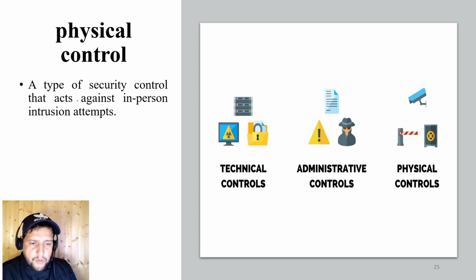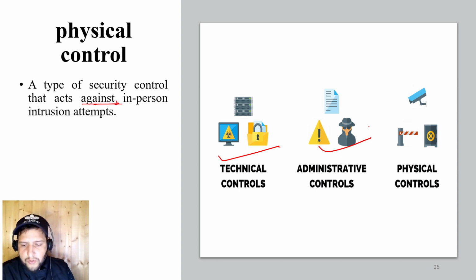Physical control is a control that acts against in-person intrusion attempts. So there could be technical controls, there could be administrative controls, or there could be physical controls.